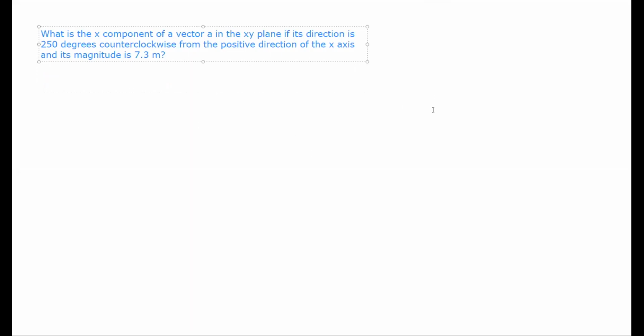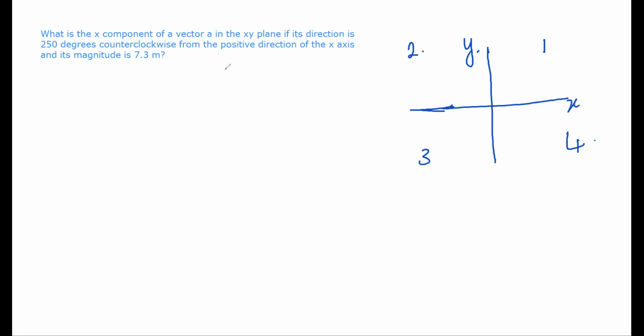Now you understand that again you have the quadrants. We have x and y. This is the first quadrant, this is the second quadrant, this is the third quadrant, and this is the fourth quadrant. So what is the x component of a vector A in the xy plane if its direction is 250 degrees counterclockwise? Counterclockwise means you go in this direction.